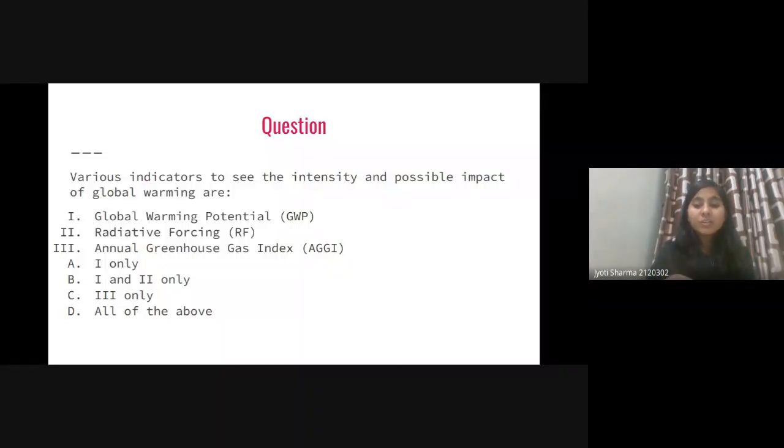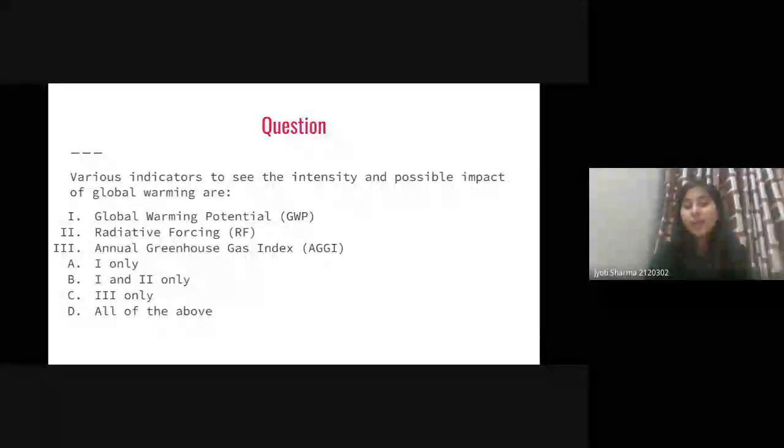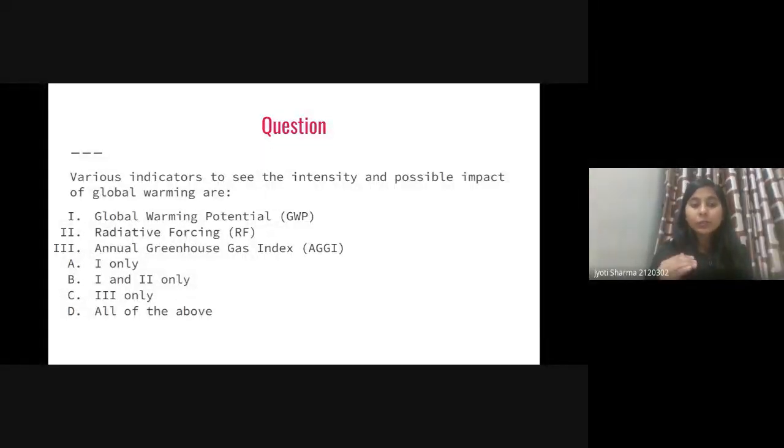Then very much related to radiative forcing is the AGGI. We will talk about how we can calculate this AGGI from the radiative forcing. So these three are the indicators, so D should be the right answer.